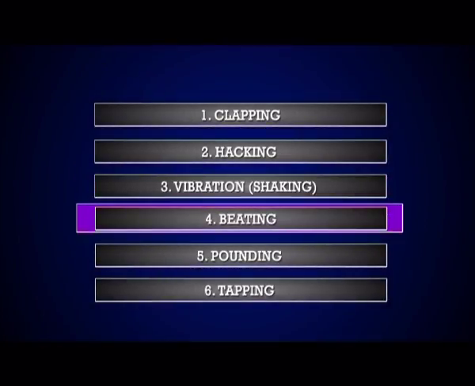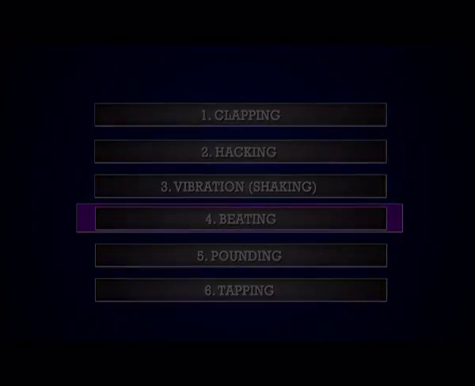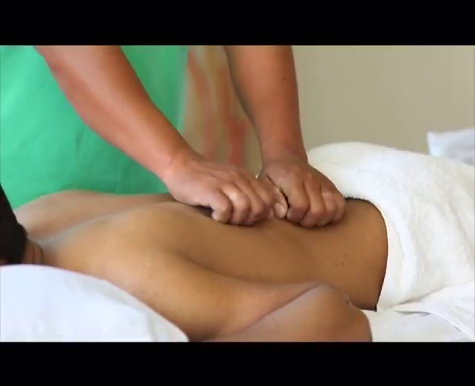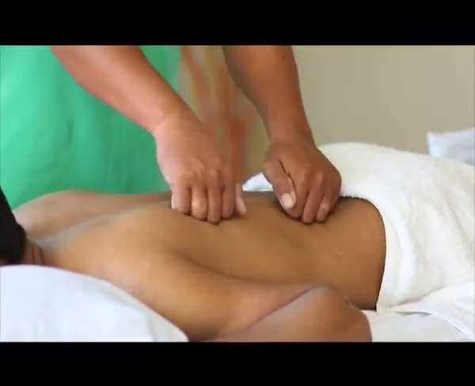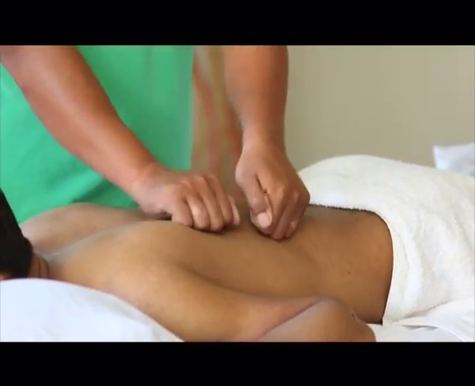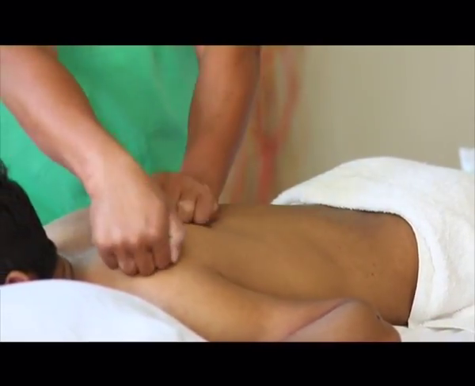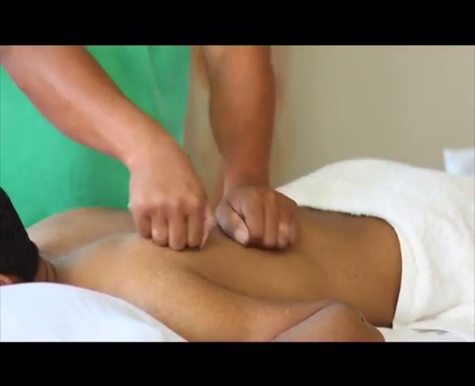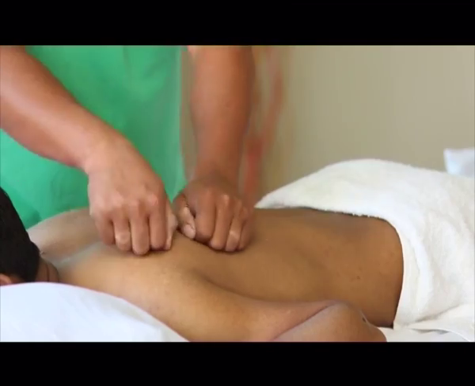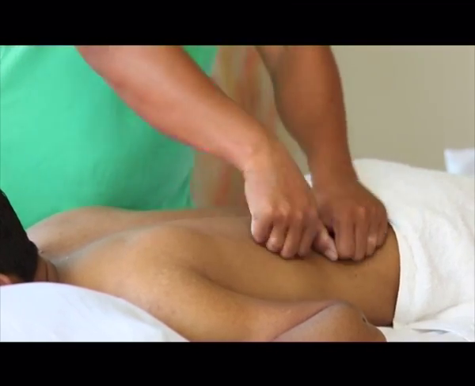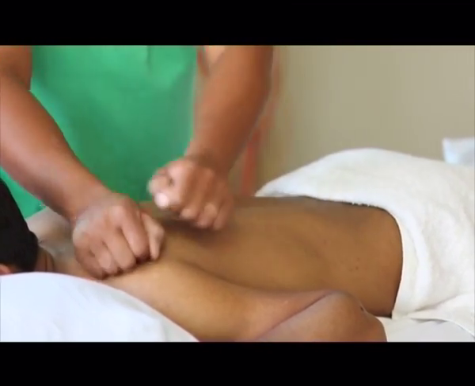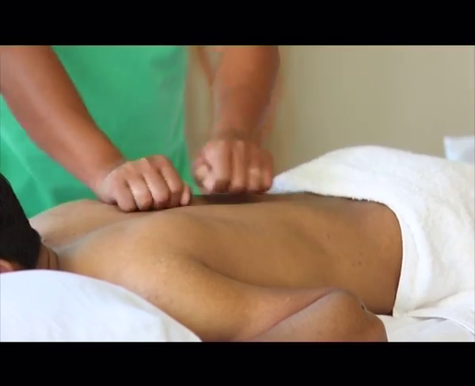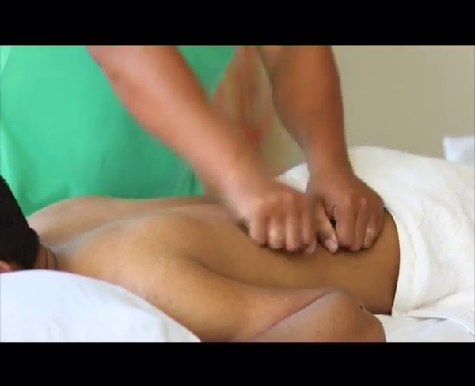And number 4, beating. Beating is a much less used manipulation in which the loosely clenched fist is used for the strike. The fingers are flexed at the metacarpophalangeal joint and proximal interphalangeal joint so that there is a flat surface composed of the back of the 2 distal phalanges and the margin of the palmar surface of the palm.